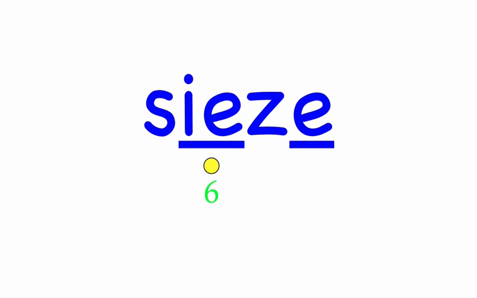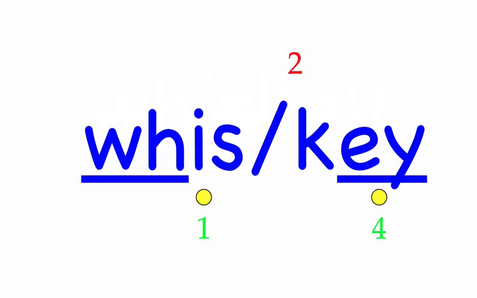Whiskey. Whiskey is an adult beverage with alcohol in it. Whiskey. 2 syllables. First syllable whis. 3 sounds. W, i, s. Key. 2 sounds. K, E. Whiskey. Mark the word. Whiskey.